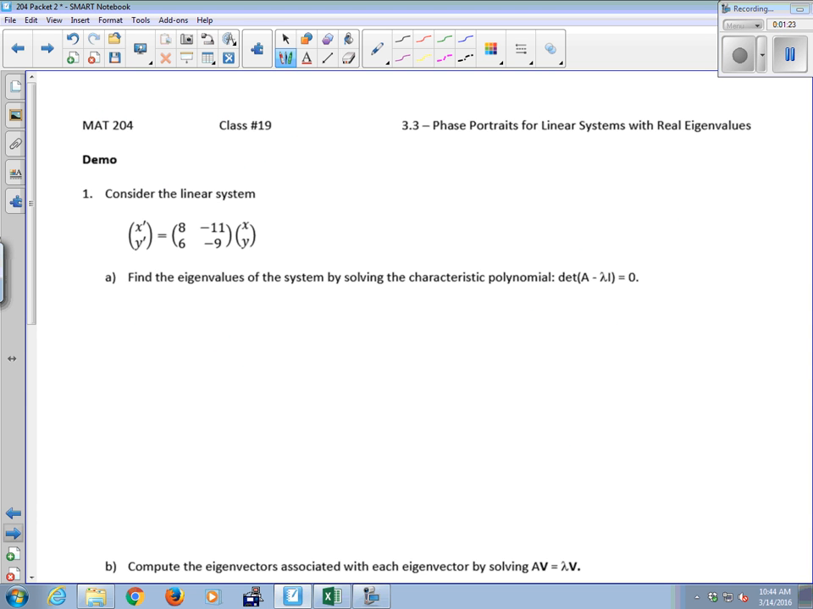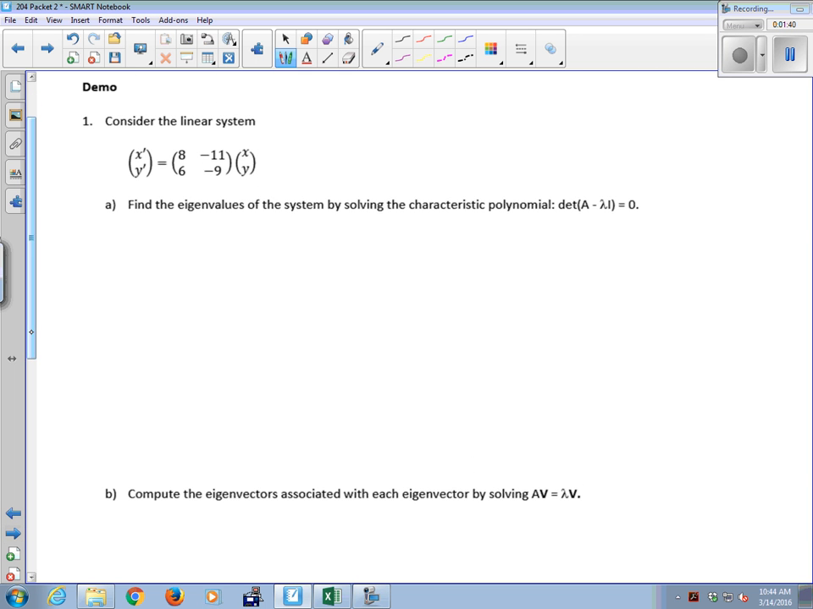Okay, so a lot of today's lesson is going to be pulling together all the stuff we learned last class, so that will be good. And then we're also going to talk about the phase portrait, how to draw a phase portrait for a linear system. Okay, so here's a linear system.